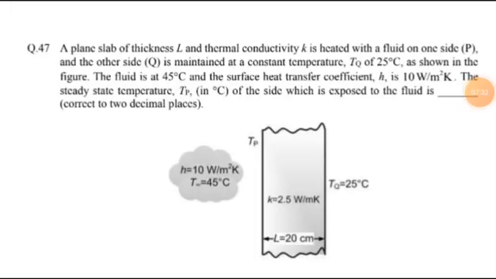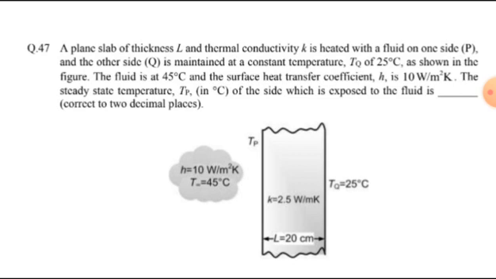Okay, this is the second question, which is from our topic, heat and mass transfer. First of all, I will read the question. A plain slab of thickness L and thermal conductivity K is heated with a fluid on one side P, and the other side Q is maintained at a constant temperature TQ of 25 degrees Celsius as shown in the figure. Okay, this is the figure.